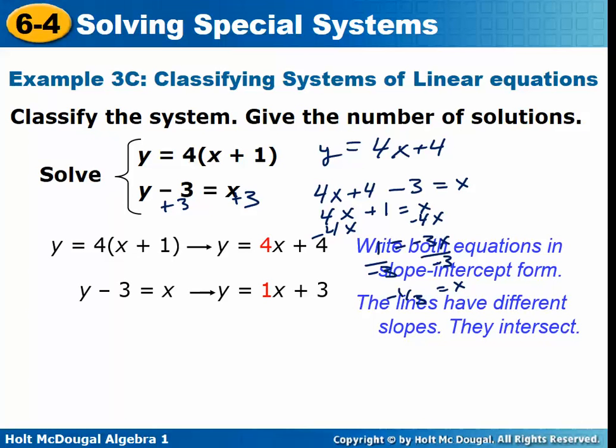Now my x value is a fraction, and that's okay. On your worksheets, you haven't had fractions, but that's just because I set them up so they'd be easier. It's not going to be too hard to find y here.